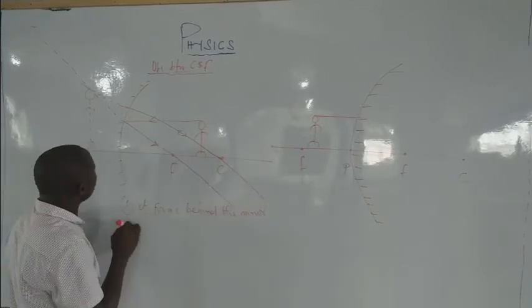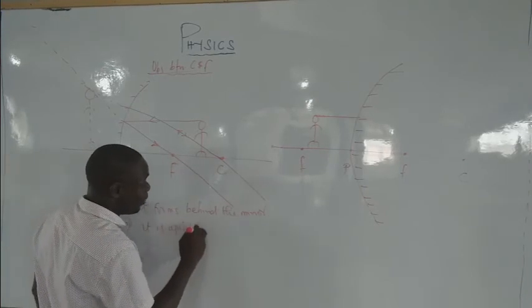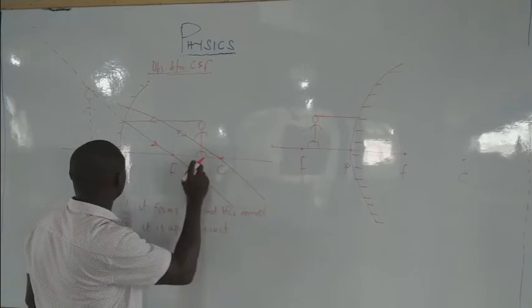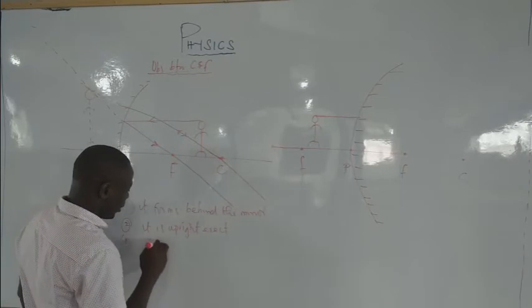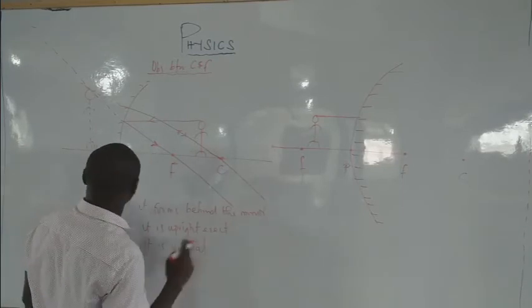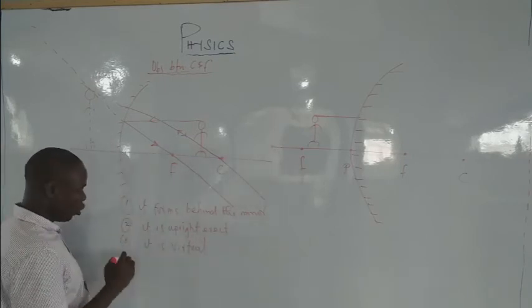Number two, it is upright. Upright means erect. You can see that it's standing the way the object is standing, not turning around this time. Number three, it is virtual. Virtual means at the back of the mirror. It will not form in front of the mirror. It's virtual, forming at the back of the mirror.